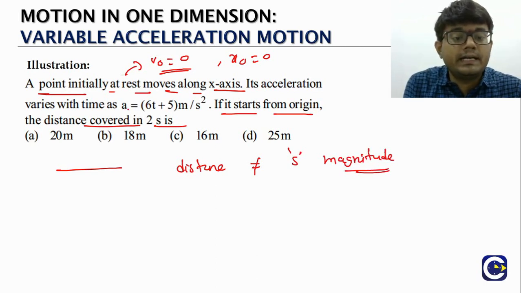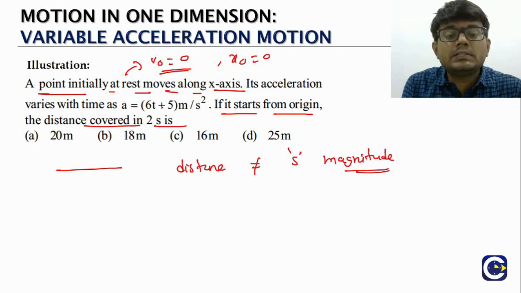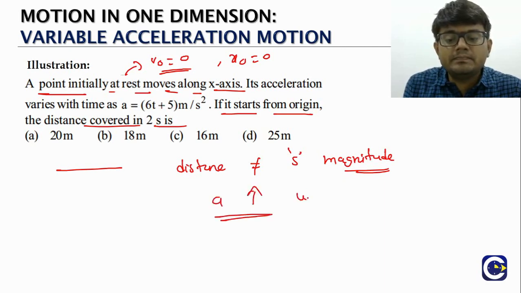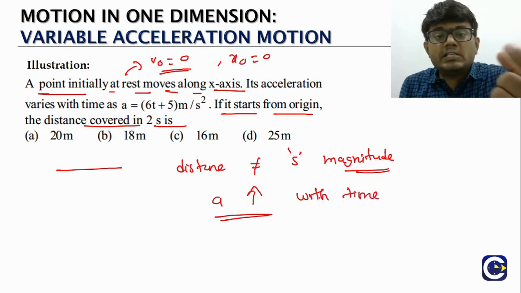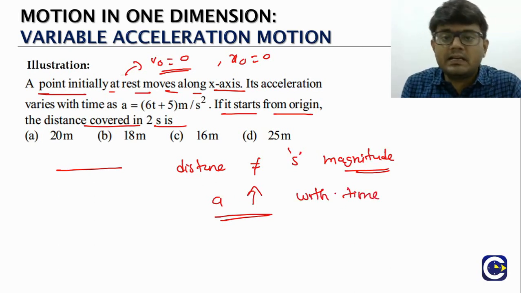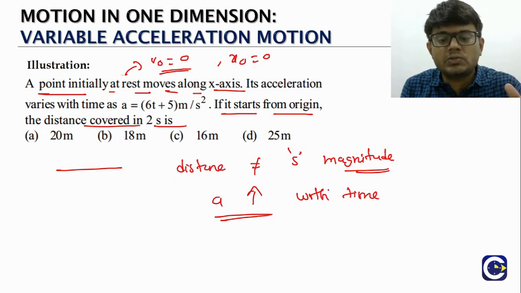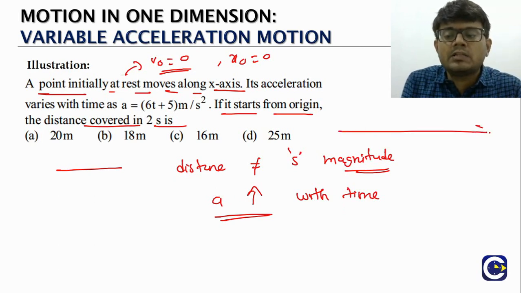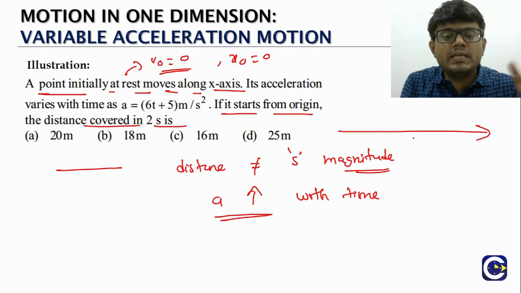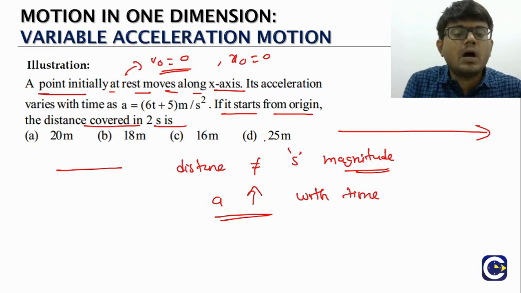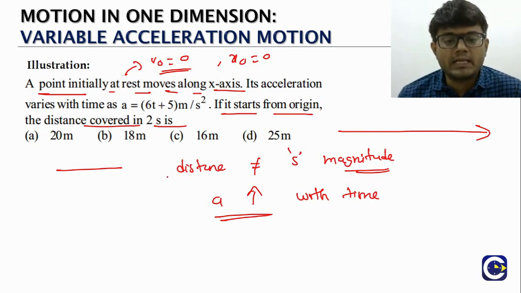But here if you look at it, acceleration is equal to 6t plus 5. So acceleration keeps on increasing with time. This is not a case of deceleration. When a change in direction comes, it is the case of deceleration, correct? So it is not a case of deceleration. So the particle keeps moving along the positive x direction. So here we can say that the distance covered will be equal to the displacement magnitude. But how do we get the displacement magnitude?